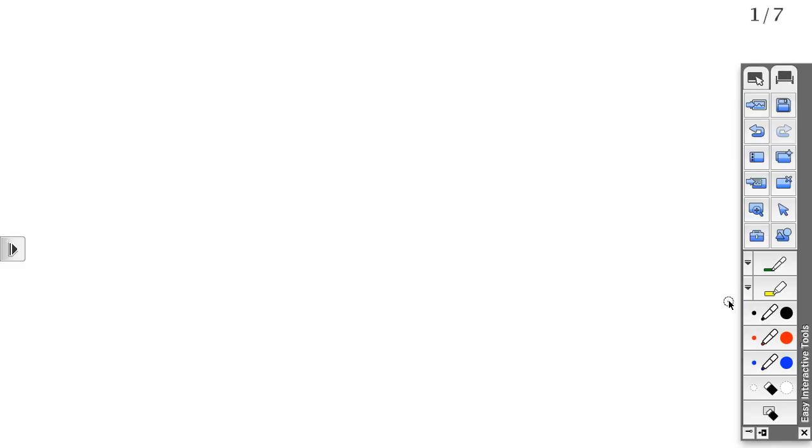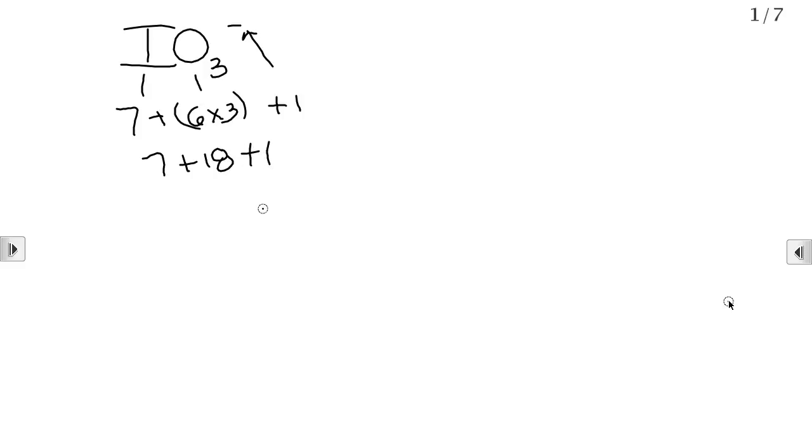Alright, so IO3. Check this part out right now, okay? Let's count up our valence electrons. 7. Then I have 6 times 3. What do you think I'm going to do with this negative sign? Is that an extra electron or did I lose an electron? It's an extra one. Now, if this was a plus sign, sure, I lost an electron. But this is a negative sign. So this right here means I have 1 more. So I have 7 plus 18 plus 1. I'm showing my work for everybody. So I have 26. So my picture is going to need to have 26 valence electrons.